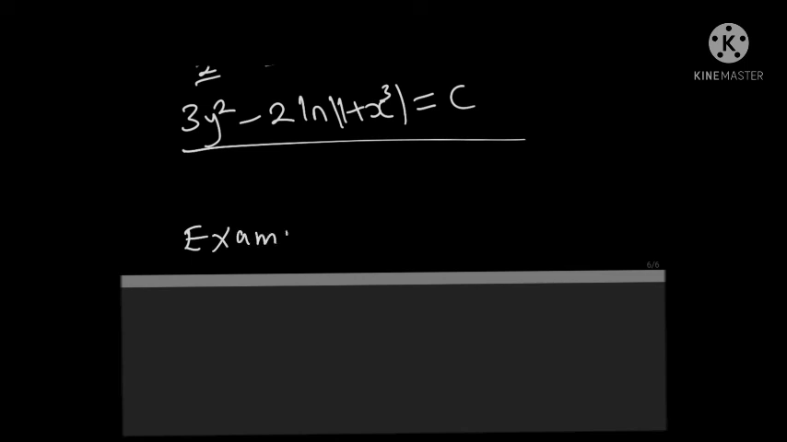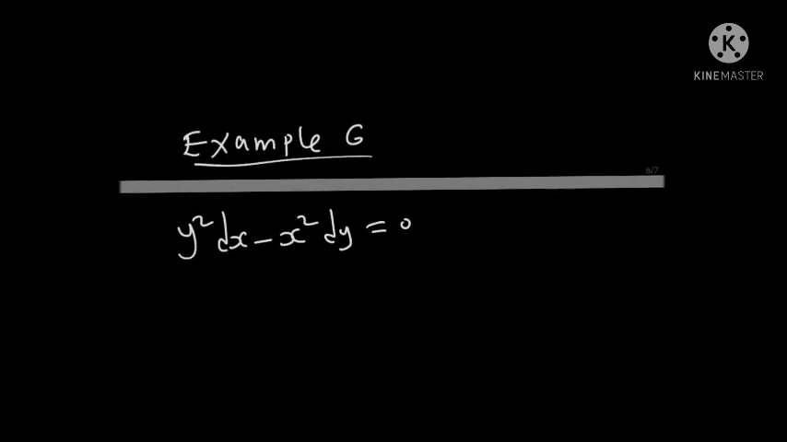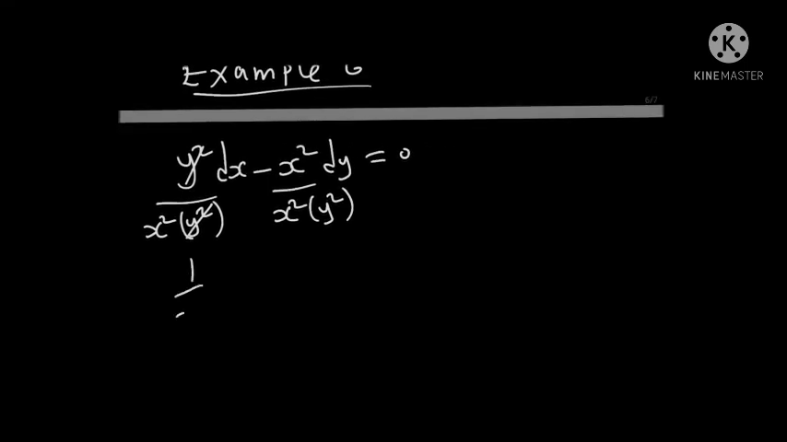Example 6. y squared dx minus x squared dy equals 0. Now let's separate the variables. So we divide by x squared y squared. y squared and y squared will cancel, so we have 1 over x squared dx minus, x squared and x squared will cancel, 1 over y squared dy equals 0.